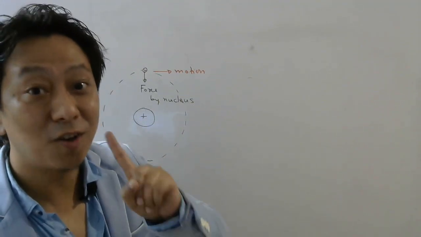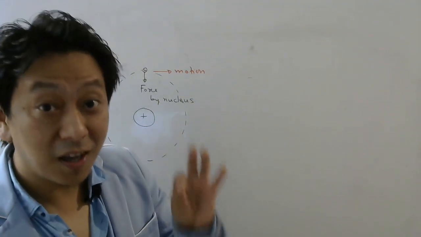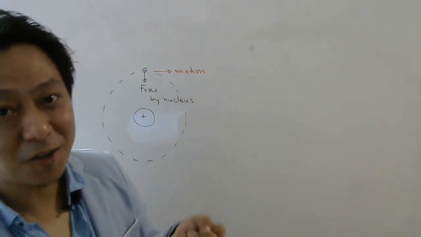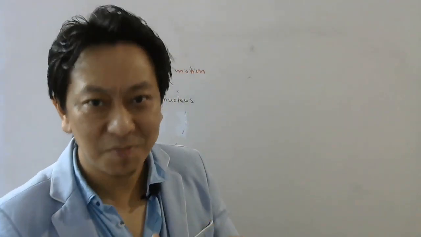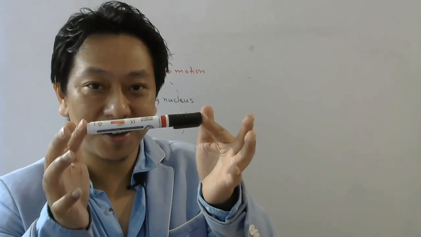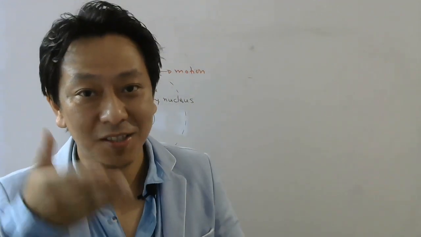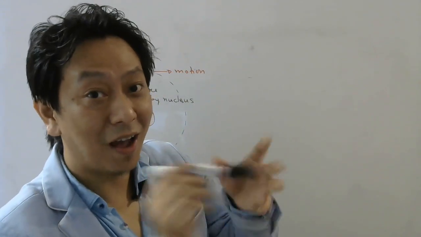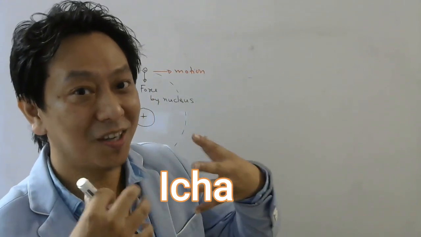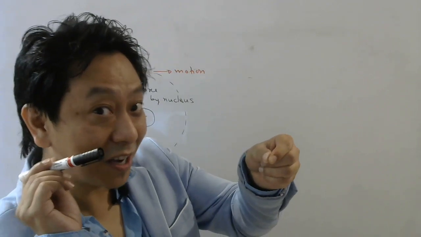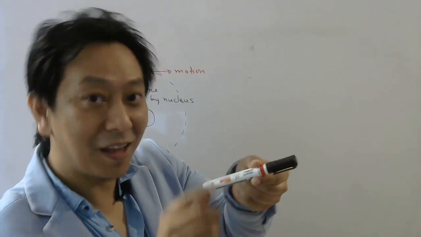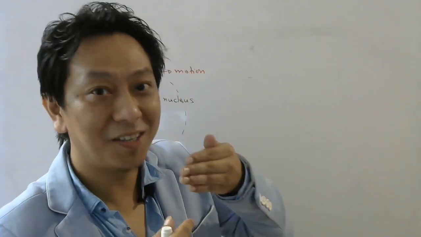The electron is not at rest. If the electron was at rest, then yes, it will fall straight towards the nucleus, just like this marker, right? If the marker is at rest, it will fall straight towards Earth. But if I give this marker a motion, I call it icha, okay, wish. So if I give this marker icha to go this side, and if there were no forces down, then it would have gone straight. It would have followed its icha.